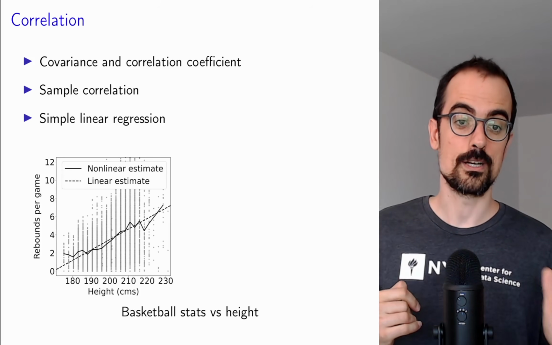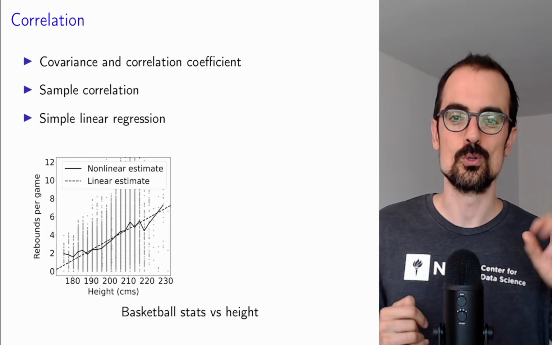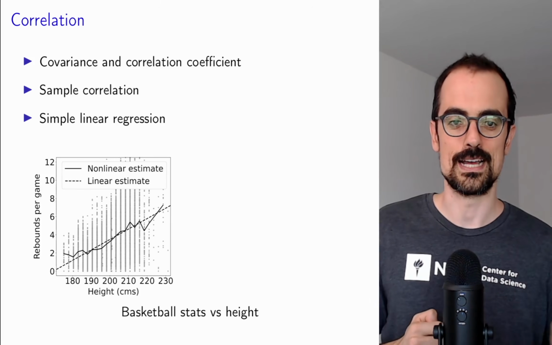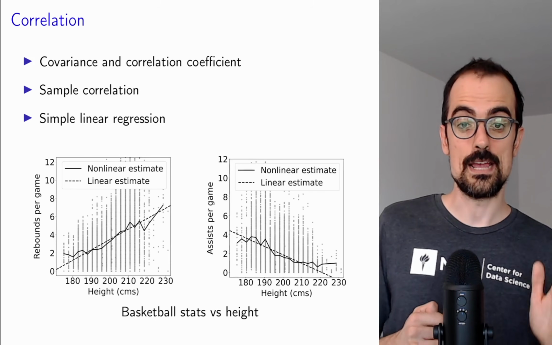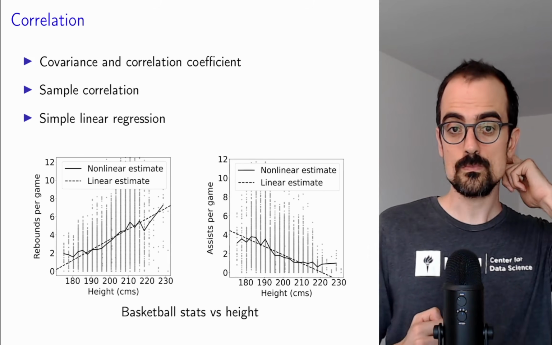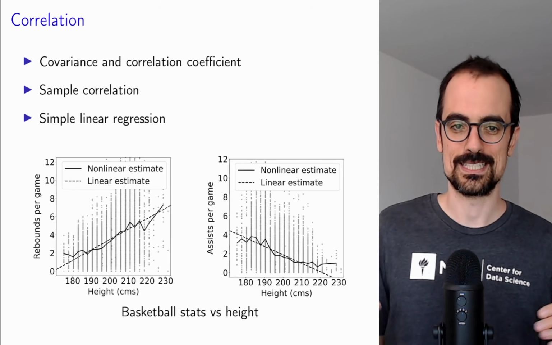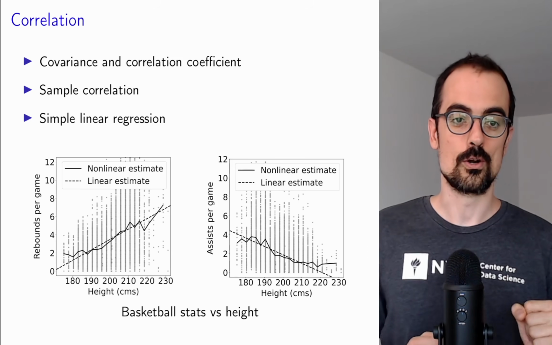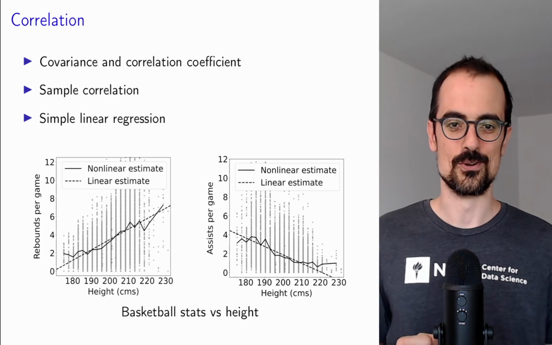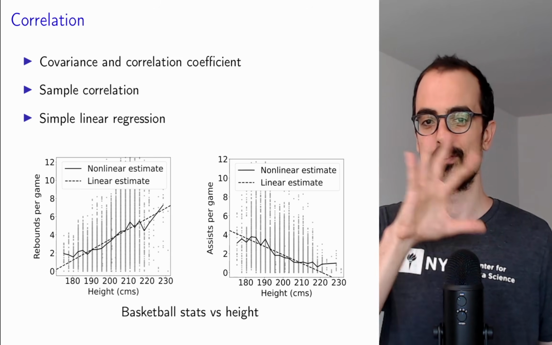Here it's rebounds per game based on height. I've also included a nonlinear estimate, which is computed via the conditional mean, and assists per game compared to height. If you know something about basketball, you will know why the trend is increasing when we're looking at rebounds and the trend is decreasing when we're looking at assists. And this is for data from the NBA.